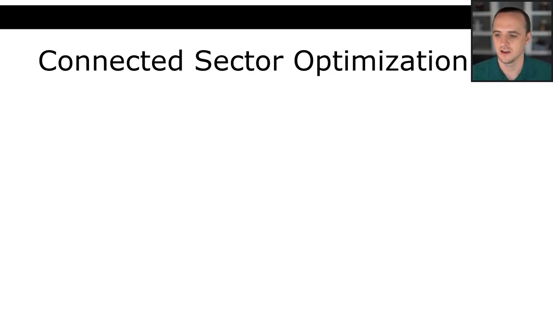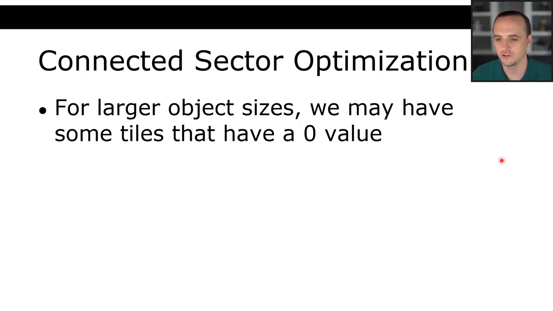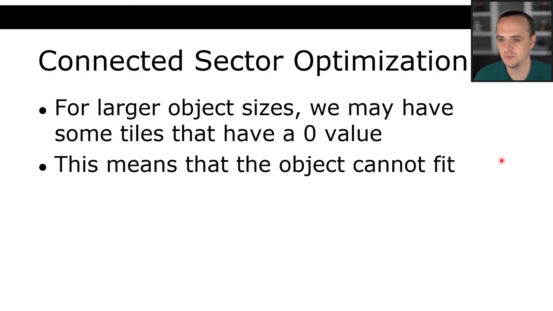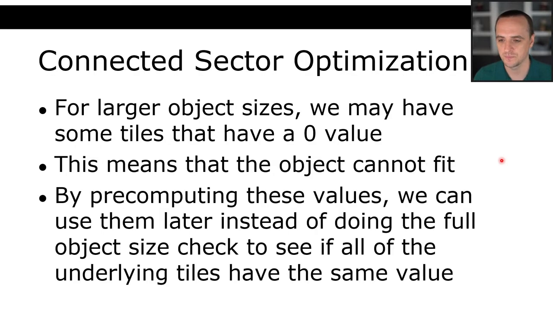All right, connected sector optimization. I've already talked about this one, but I wanted to have a slide on it as well. So for larger object sizes, we may have some tiles that have a zero value. This means that the object cannot fit at all at that part of the map. So by pre-computing those values, we can use them later instead of doing a full object size check to see if the underlying tiles have the same value.